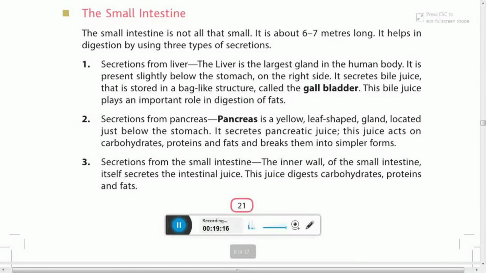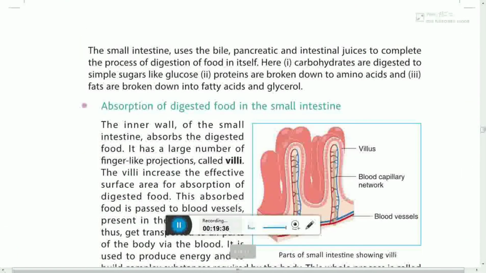Next, secretions from the small intestine. The inner wall of a small intestine itself secretes the intestinal juice. This juice digests carbohydrate, proteins, and fats. The small intestine uses the bile, pancreatic, and intestinal juices to complete the process.